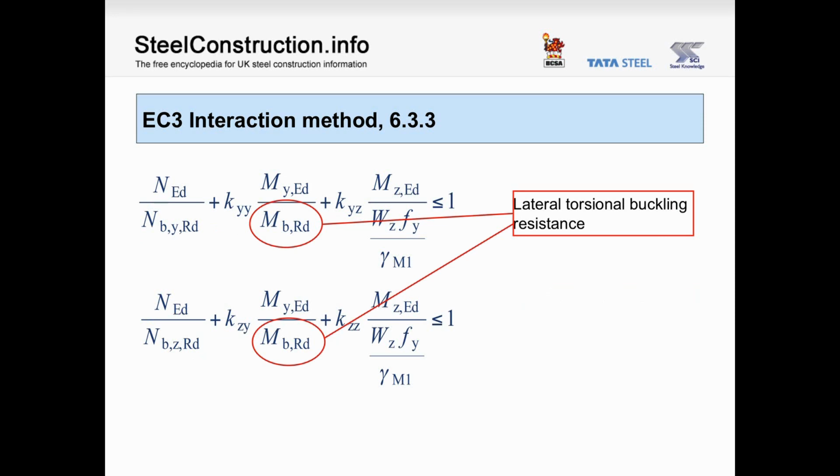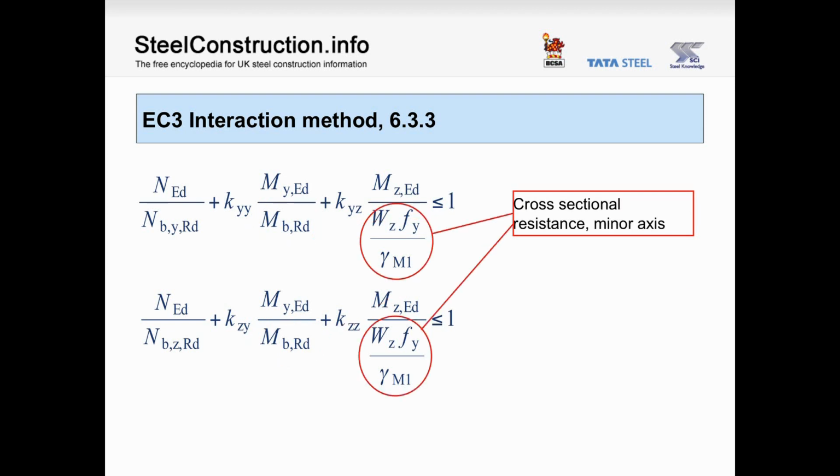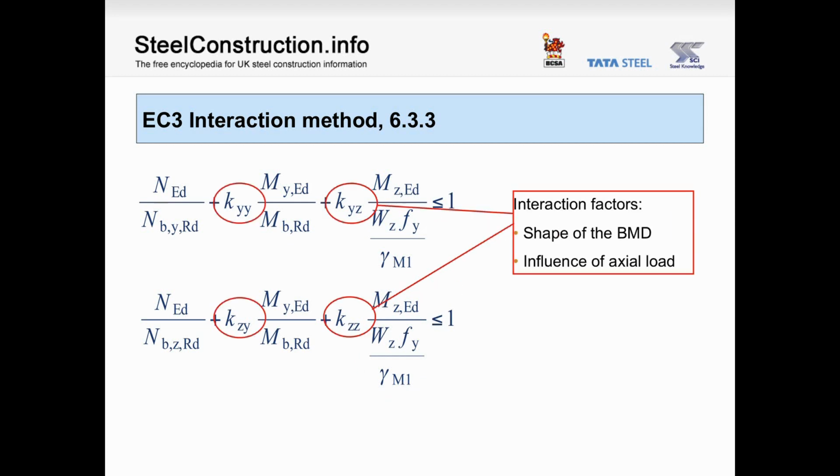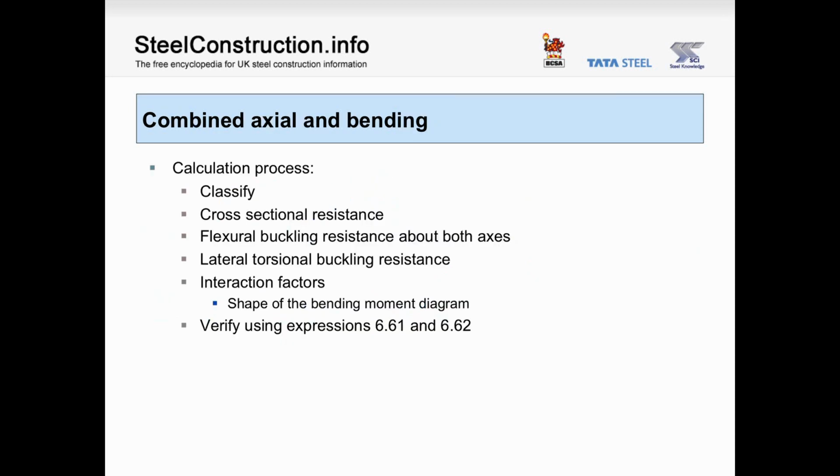The second term is the applied major axis moment divided by the lateral torsional buckling resistance, and the third term is the minor axis applied moment divided by the cross-sectional resistance in the minor axis. The final part of these expressions are the interaction factors, or the K factors, and they comprise elements which address the shape of the bending moment diagram and the influence of the axial load. So the process then is to classify the cross-section, to check the cross-sectional resistance, even though we know in fact that we're likely to have a buckling problem. It's likely that the buckling checks will be critical.